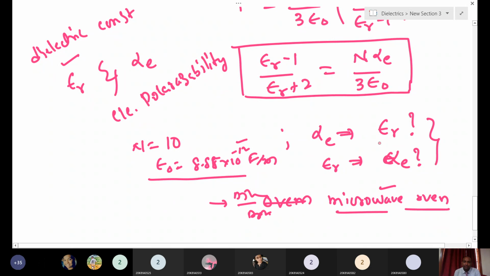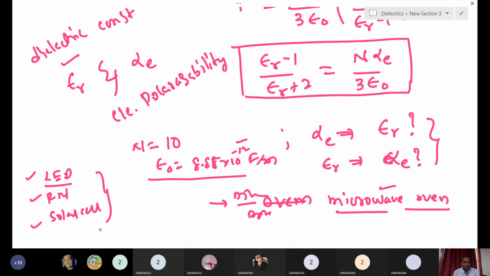Suppose you have studied LED, PN junction diode or solar cell. How do you define a good device, one that gives the best properties? How do you identify it? By studying IV characteristics. By understanding the IV characteristic, we can identify which one is a good diode and which one is a bad diode. Like that, the dielectric constant is also a very important property of a dielectric material.